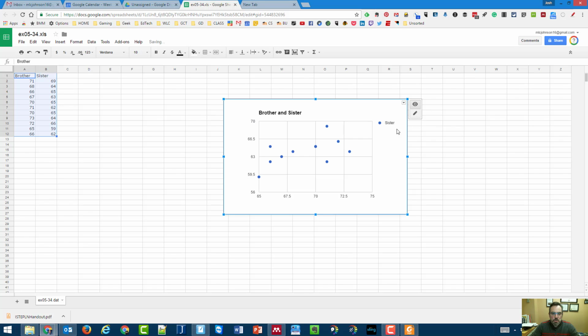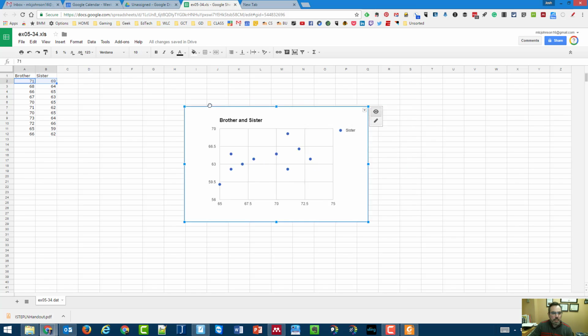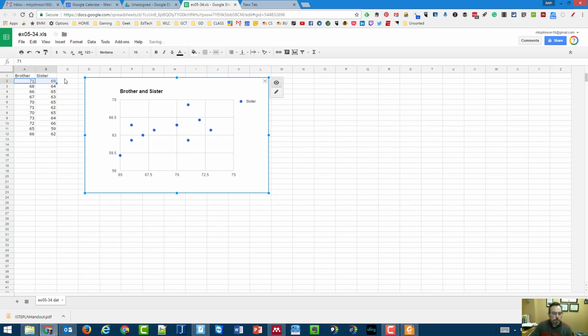If I go into view mode on this chart by clicking the little eyeball, I can hover over each one of these and see the point that corresponds with it. So this is 71, 69. Notice it's 71 on the x, and then I go up 69 over here. That is this point, 71, 69 on our data.